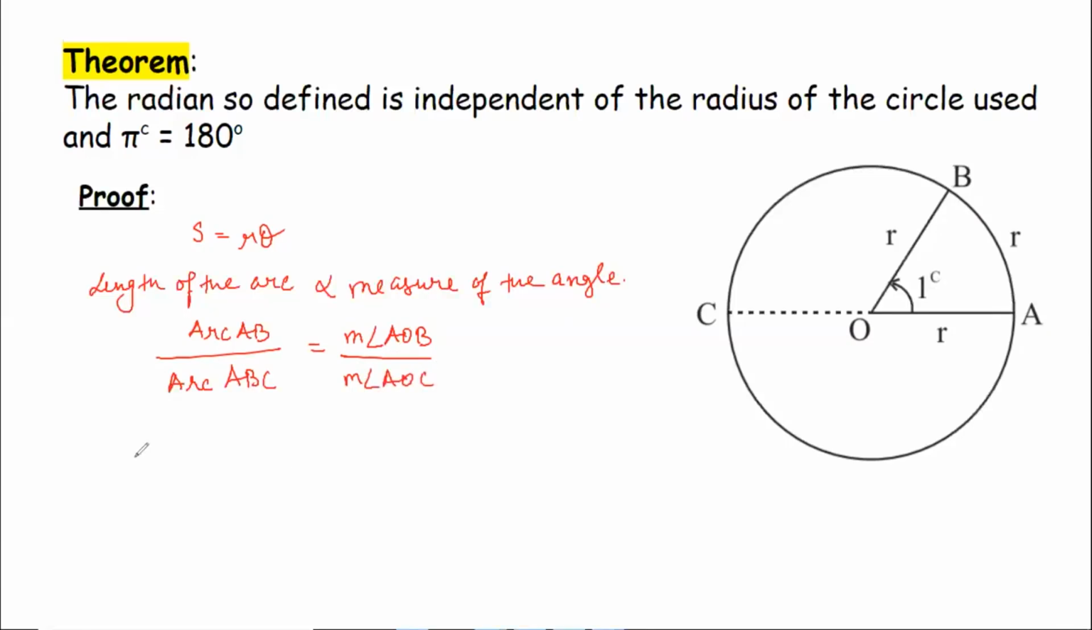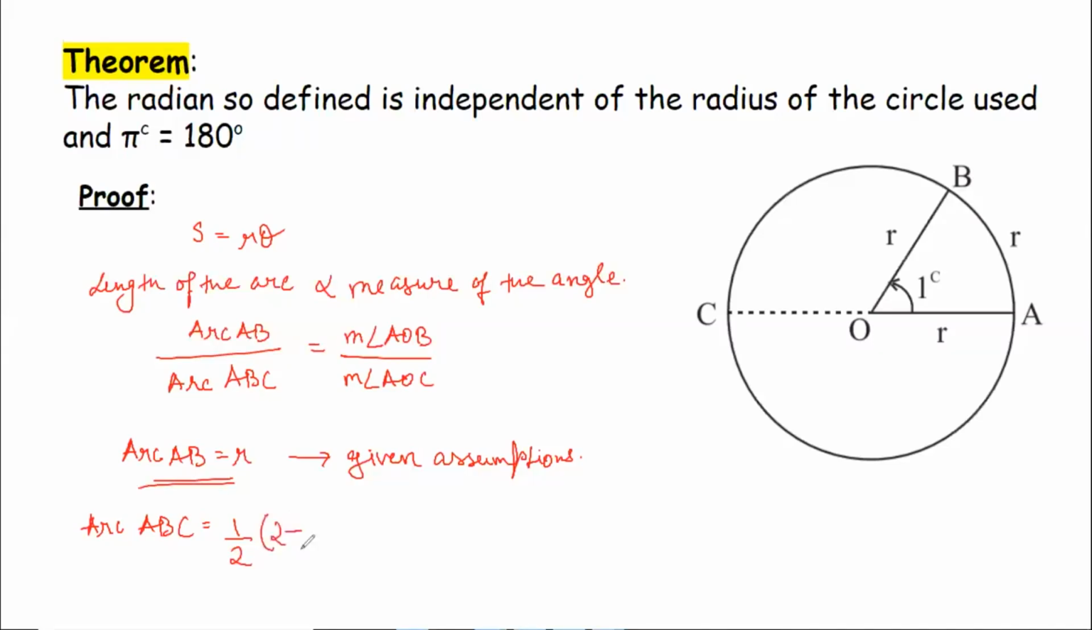Now arc AB is equal to R. We got this from the given assumption. Okay, so we have something to substitute for arc AB. Now, similarly, we need to find something to substitute in place of arc ABC. Arc ABC is actually half of the entire circumference of the circle. So that will be half of 2 pi r. 2 and 2 get cancelled, you are left with pi r. So this is the substitution for arc ABC. So now we will substitute both in the given equation.